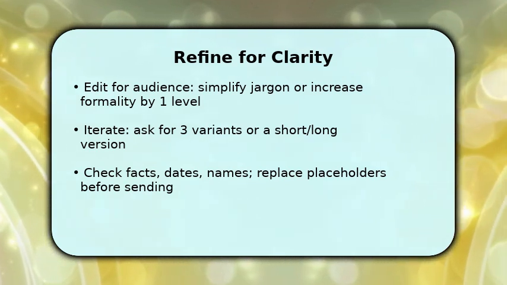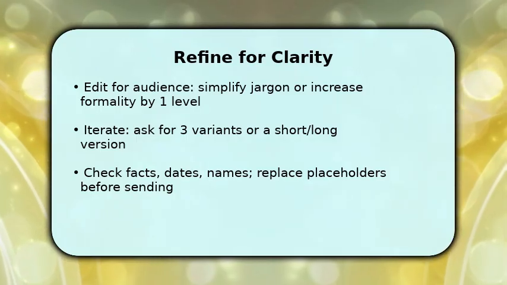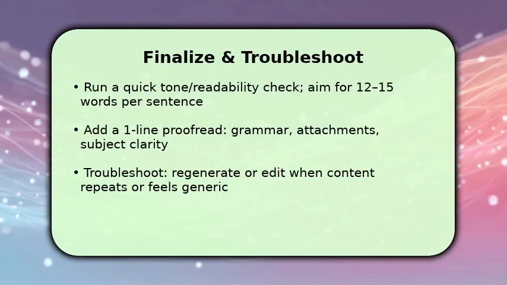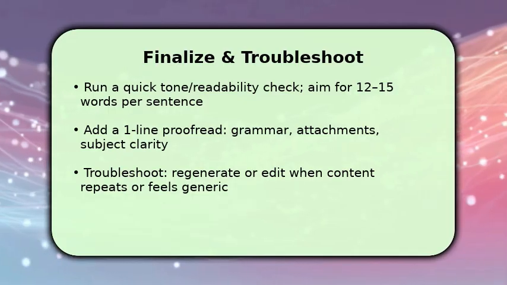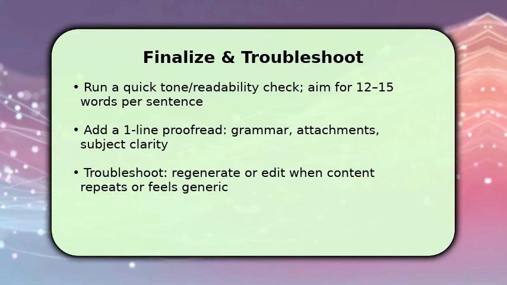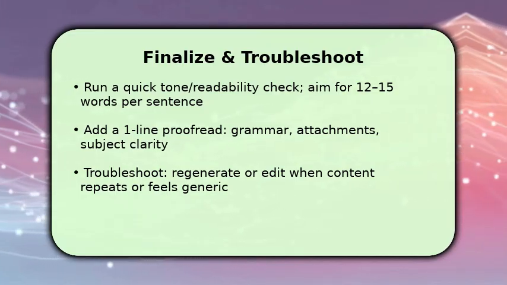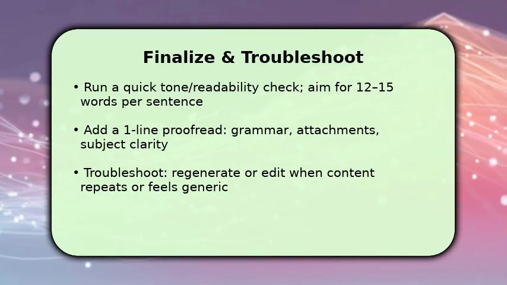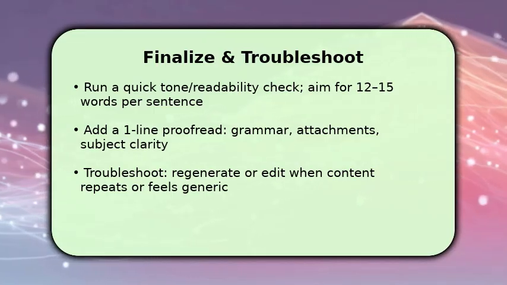Finish by polishing and validating the message before sending. Do a read-aloud tone and readability check. Adjust sentences to average 12-15 words for flow. Confirm the subject, attachments, and CTA are accurate. Ask the AI for a one-line proofread summary to catch grammar or missing items.